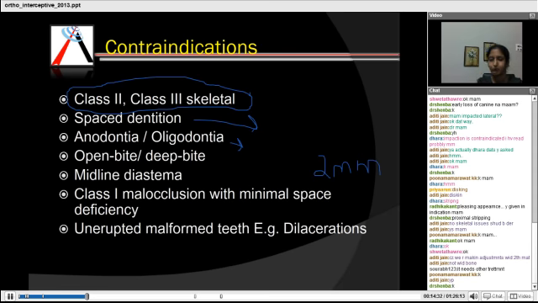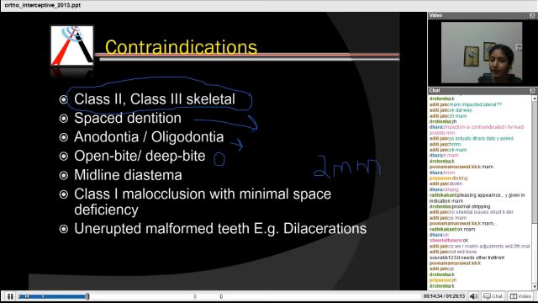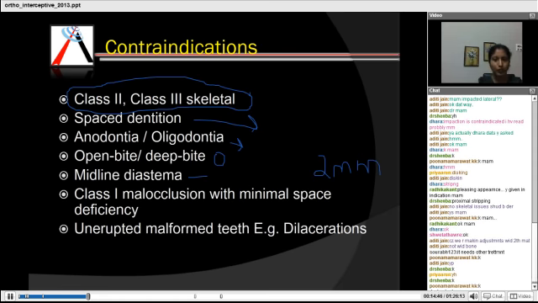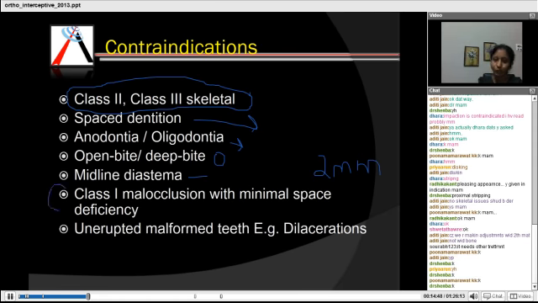So lot of problem. Open bite, deep bite, again this won't be solved with serial extractions. You will tend to worsen the case when you are doing a serial extraction in an open bite or a deep bite case. Midline diastema, again lot of space is available. You do not need to go. Class 1 malocclusion with minimal space, we talked about this. In such cases you can do something better like proximal stripping.